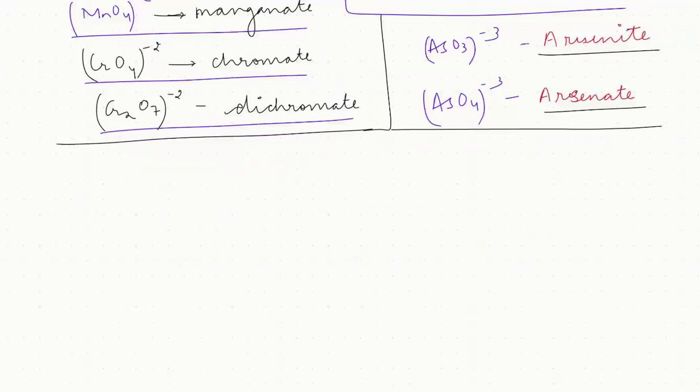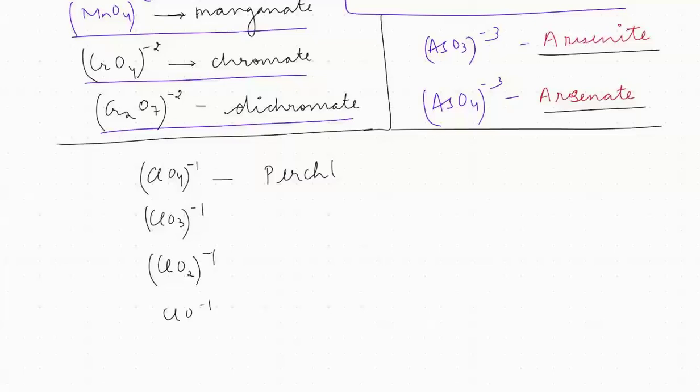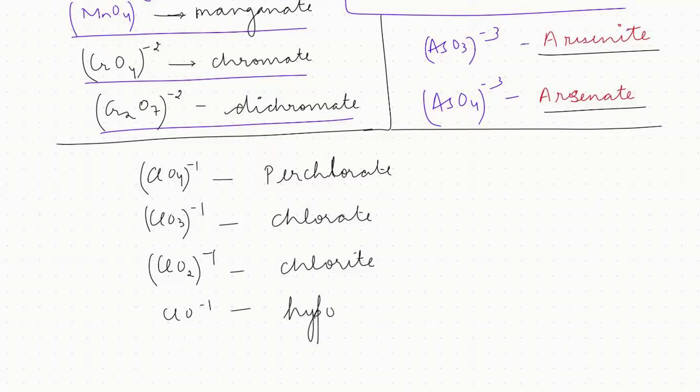We would also have ClO4 minus 1, ClO3 minus 1, ClO2 minus 1, and ClO minus 1. These are called perchlorate, chlorate, chlorite, and hypochlorite. Okay, correct?